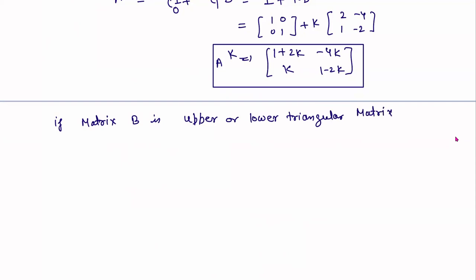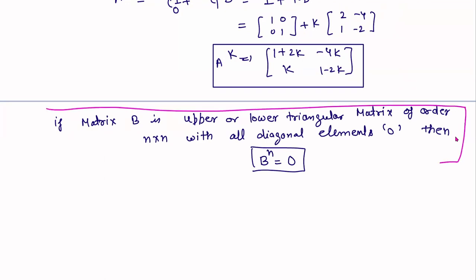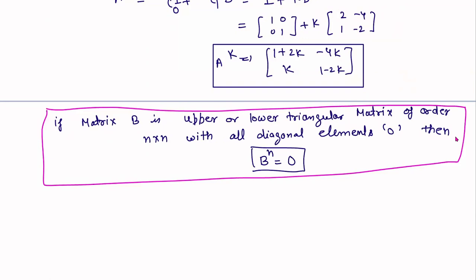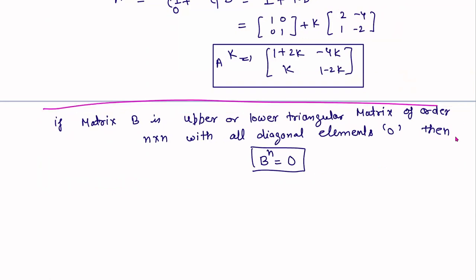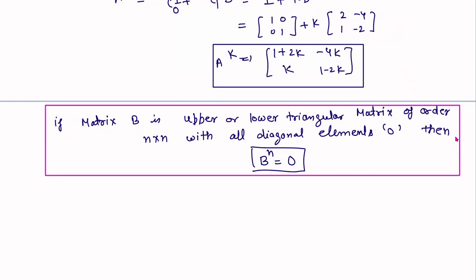matrix of order n cross n with all diagonal element zero, then B power n is always O. But here what I am trying to say. If there is a matrix B, its order is n cross n. Correct? And it is an upper or lower triangular matrix. And all its diagonal elements are zero. Correct? So B power n will always be O.